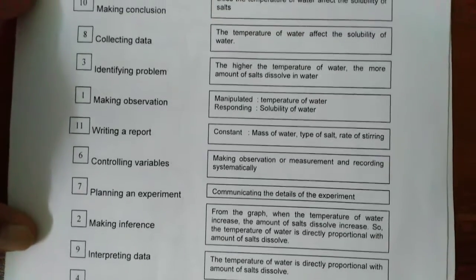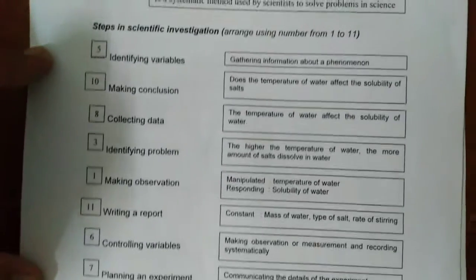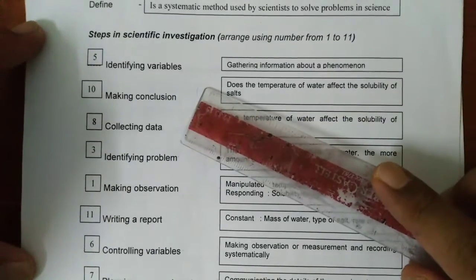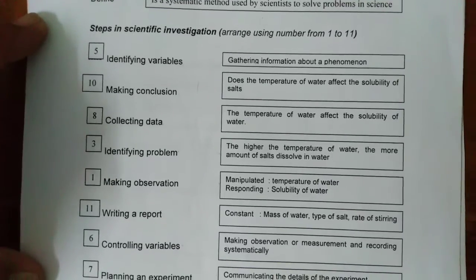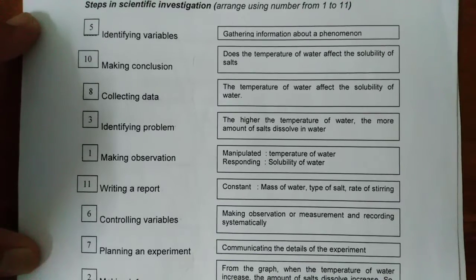Step number 5, identifying variable. We have 3 variables: manipulated variable, responding variable, and constant variable. Manipulated variable is purposely changed in the experiment. Responding variable changes with the manipulated variable. And step number 6 is controlling variable. Controlling variable, repeat the experiment several times by using suitable values of the manipulated variable.